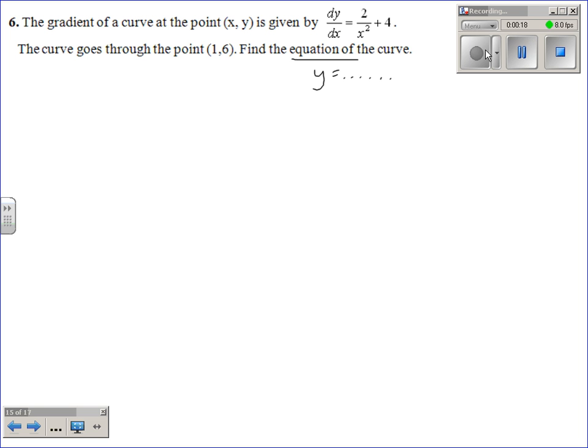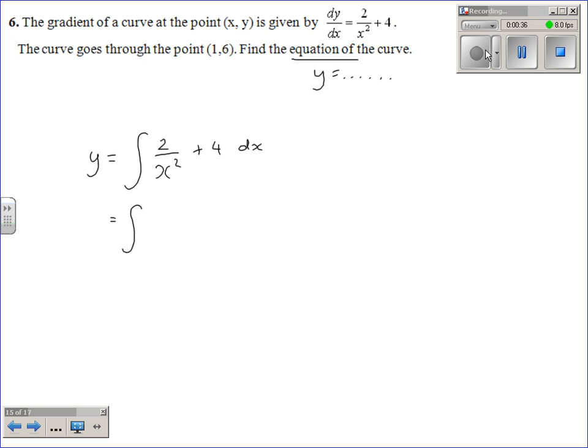Okay, so you're given the gradient function. To go from the gradient function to the equation, you need to integrate. So y is going to be, we're going to integrate this function, 2 over x squared plus 4, with respect to x.